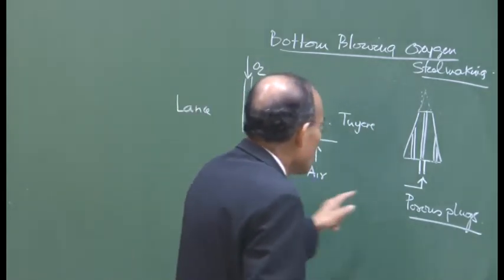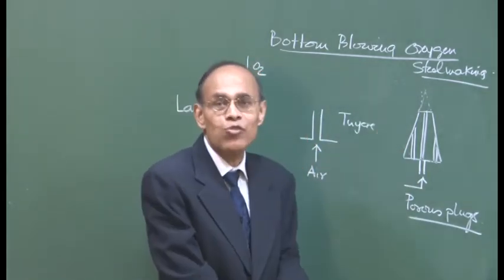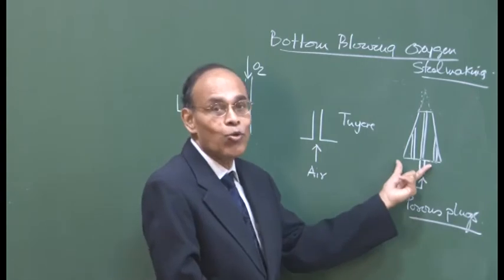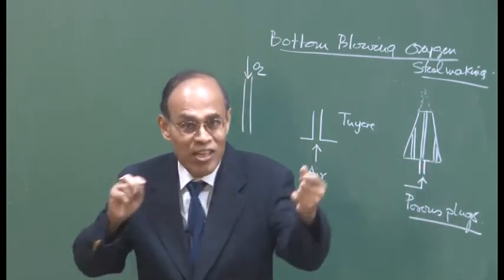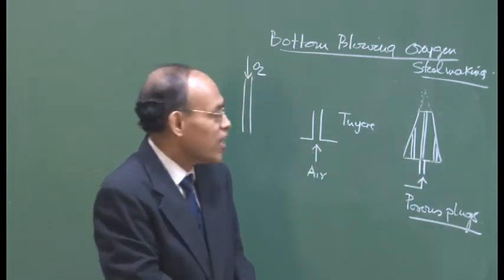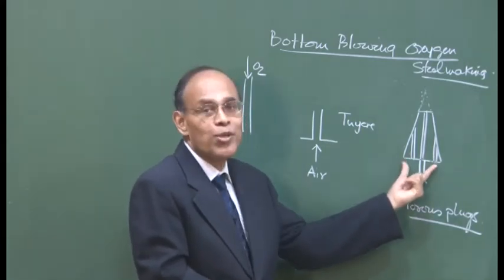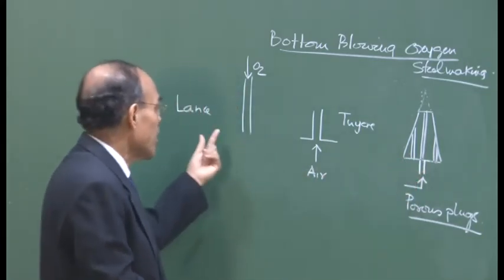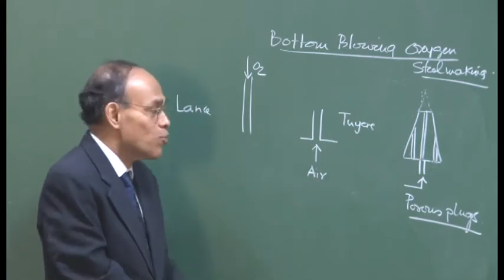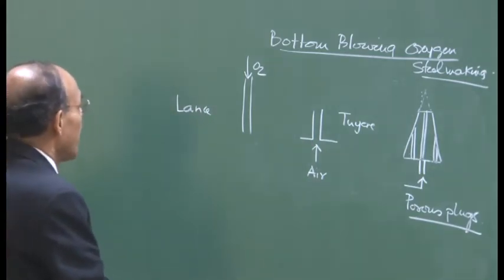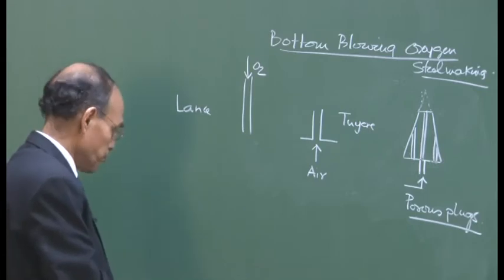So, when you want to put in a very large volume of gas, this is not a good one because there are only pores and slits, so the resistance to flow is very large here. When a small volume of gas is to be introduced, a porous plug suffices, but when a large volume of gas is introduced, you have to have either a lance or a tuyere.